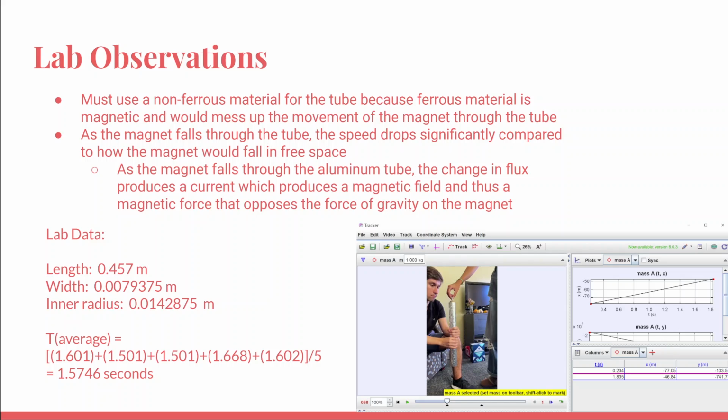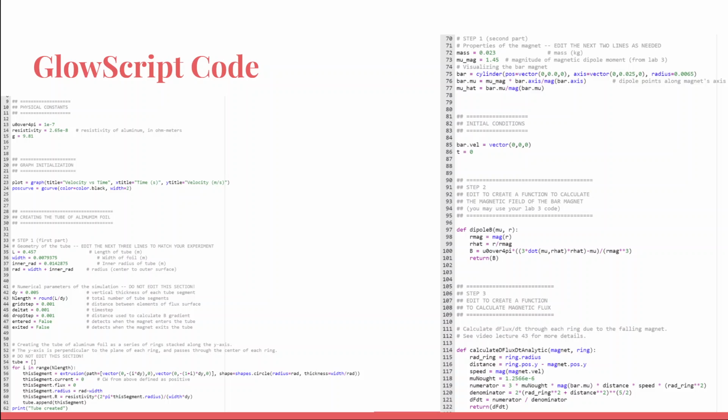The dimensions of the tube are shown, and the average time for the magnet to fall was calculated using the program Tracker. I start off my code by plugging in the known constants, creating the graph of velocity over time, and inputting my values for the geometry of the tube. Next, the aluminum tube is created as a series of rings stacked along the y-axis. Then I input the mass and magnetic moment of the magnet, both of which came from the data for Lab 3. I then create a function that calculates the magnetic field of the bar magnet using the general formula seen previously. Another function is created which calculates the value of the flux changing in time.